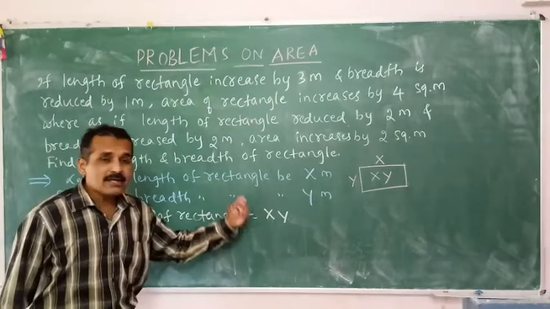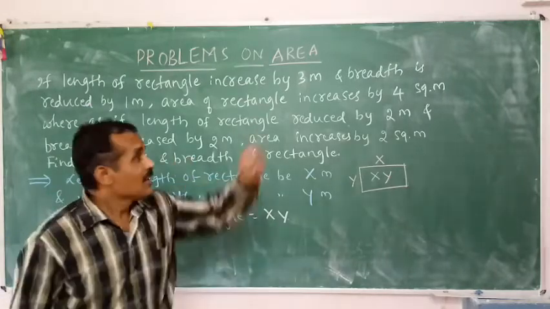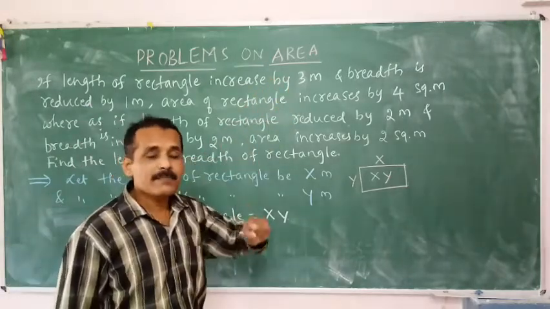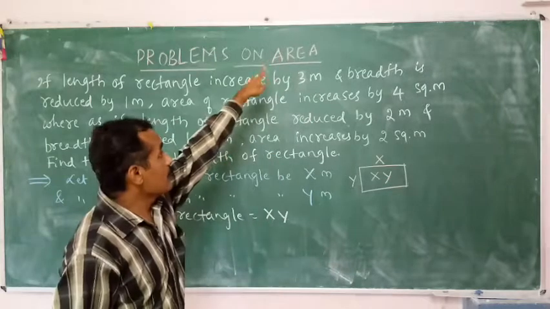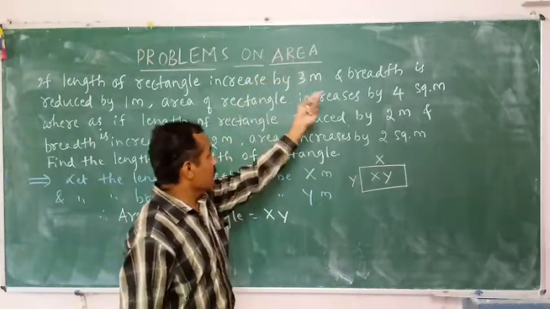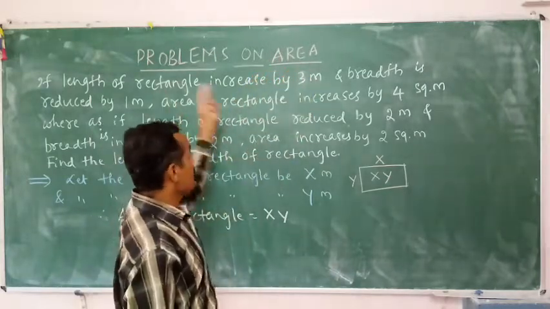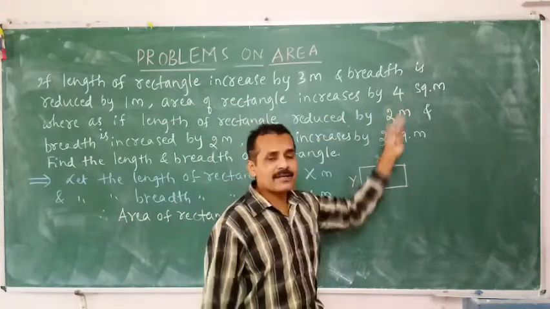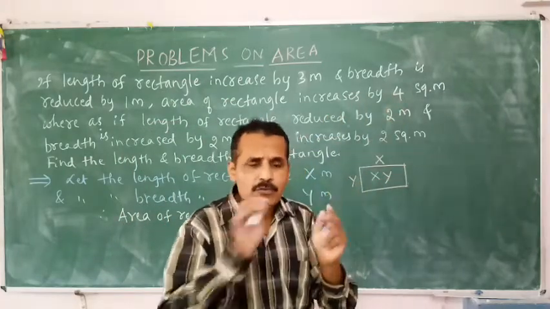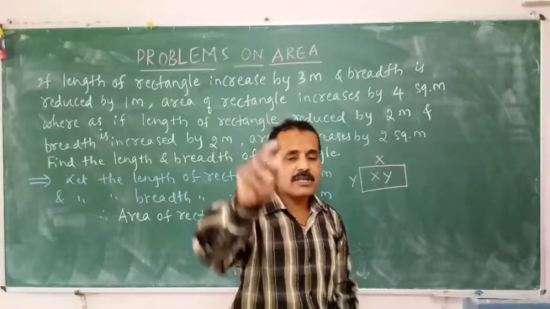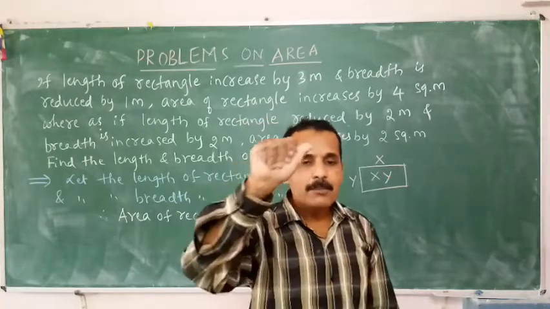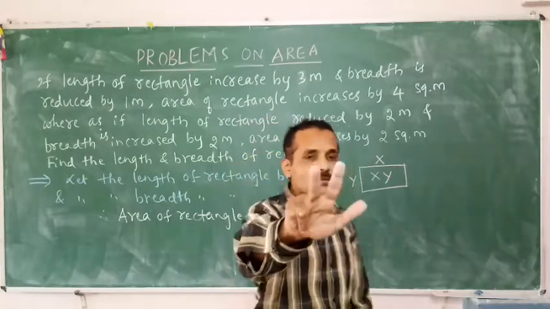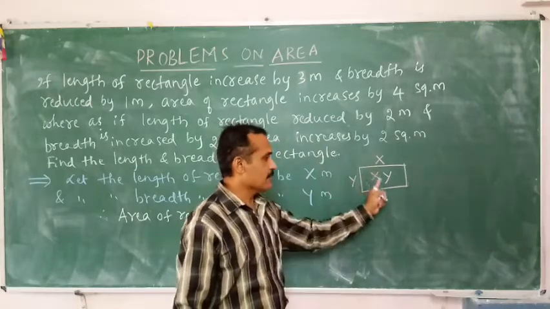These are the three sentences you have to write before you start the problem. Listen very carefully. Whenever you are finding a problem on area, you will understand: length of the rectangle, breadth of the rectangle, area of the rectangle. These three sentences are very much essential. Let the length be x, breadth be y, area equals xy.